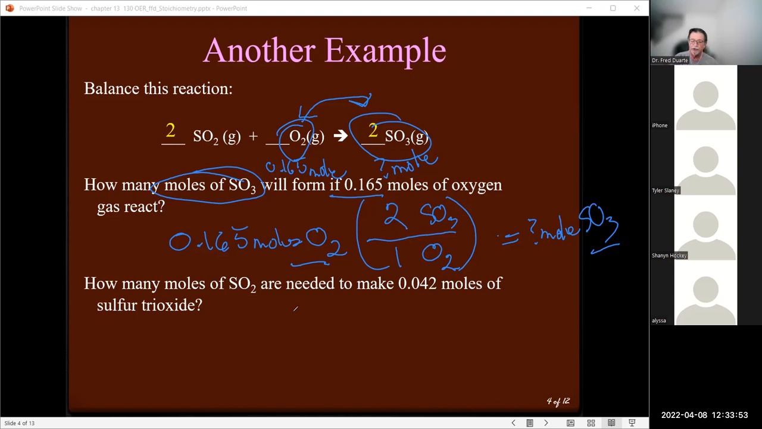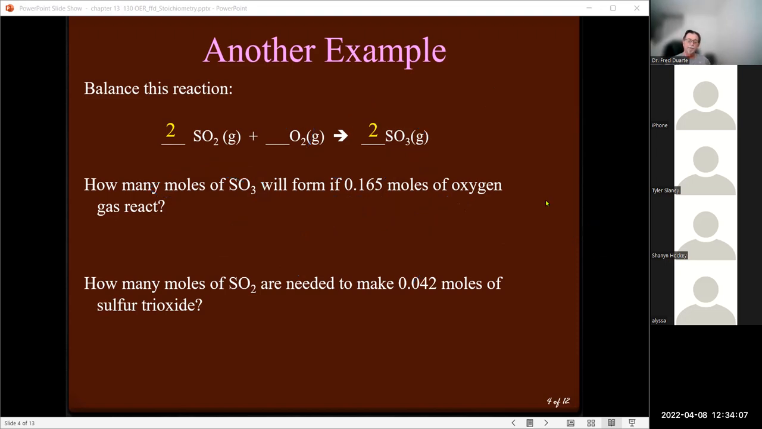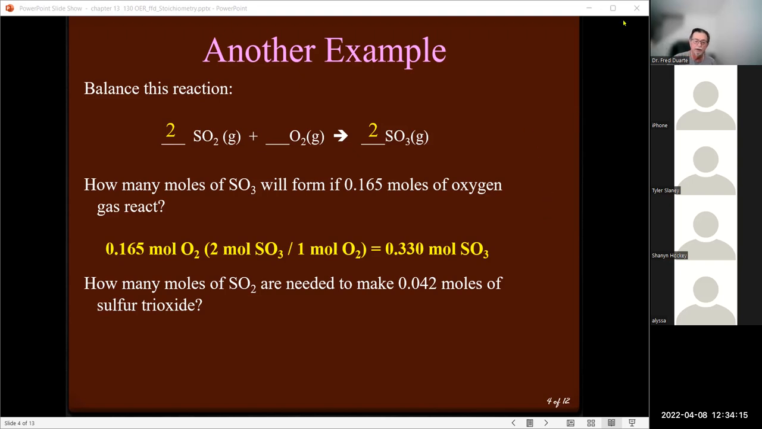And double check your units. O2's cancel. We're good to go, leaving us with units of sulfur trioxide. So do the math, 0.165 times 2 results in 0.33 moles of sulfur trioxide. So if I begin with 0.165 moles of oxygen, I would make 0.330 moles of sulfur trioxide. Okay.